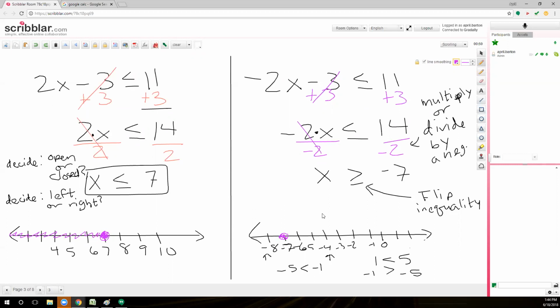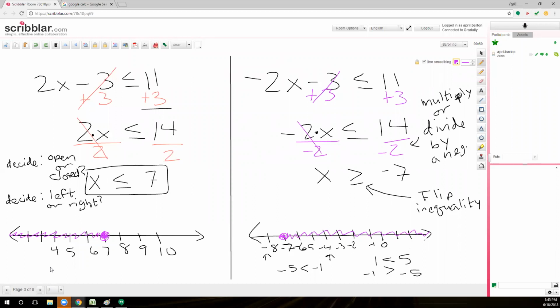But now, since it's greater than, our shading will change direction. Change to the right instead of to the left. So that little rule you can't forget, because it can mess you up at the end of the problem.